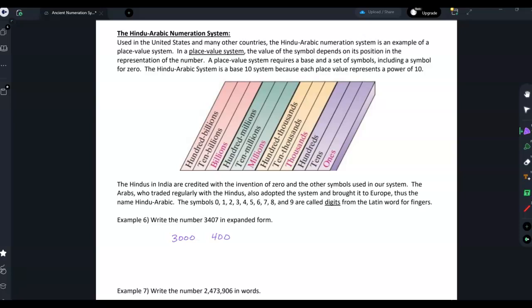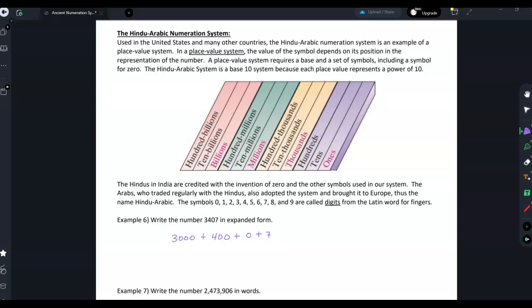The 0, you would still just write as 0, or if you didn't write it, that's okay. I prefer to write it, but if you don't, I'm okay with that. And then the 7, since it's in the ones place, is simply representing 7. Then we would put addition in between each one of these. If you are teaching expanded form at a first grade level, this is likely what you're going to ask students to do.